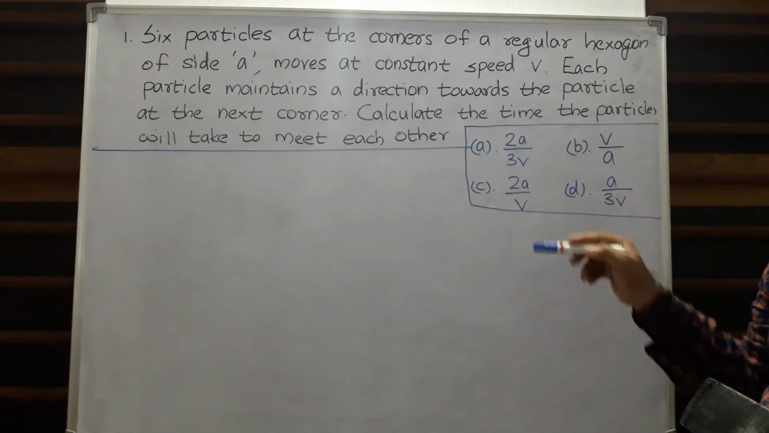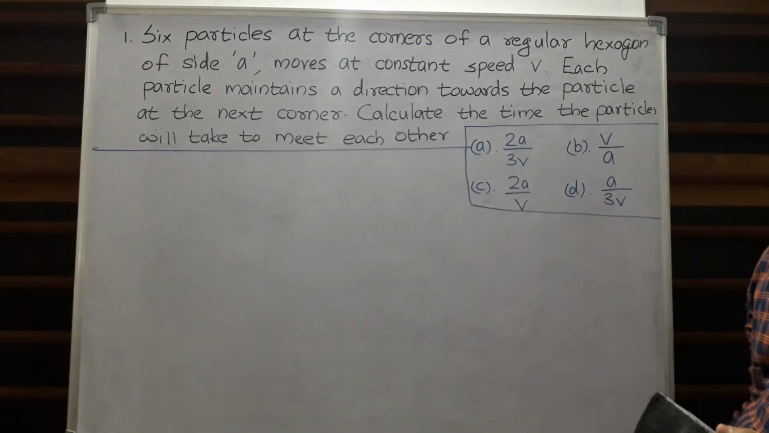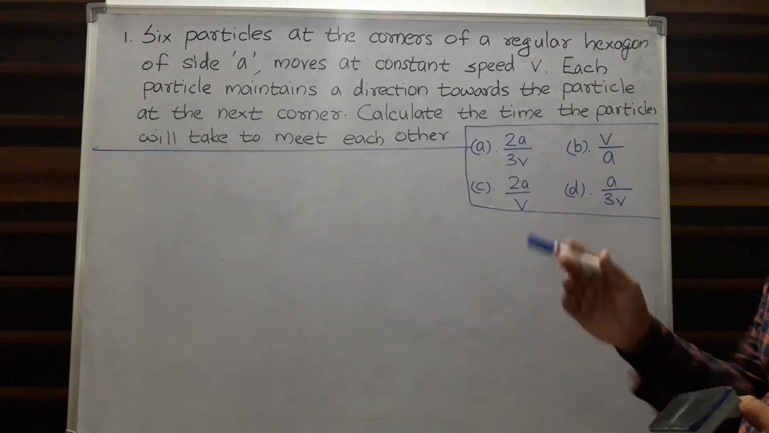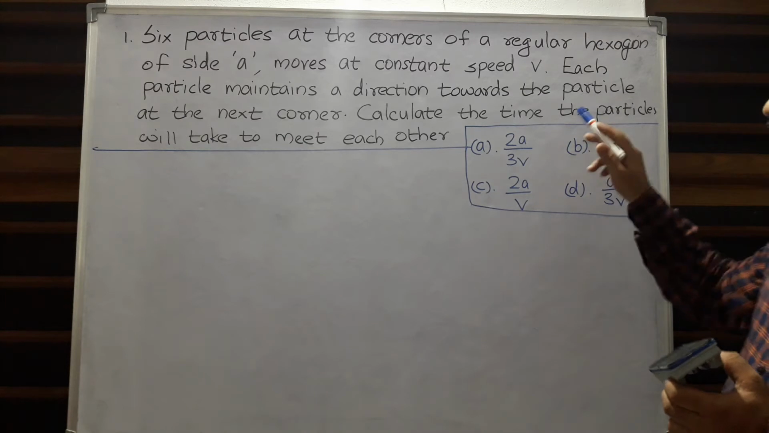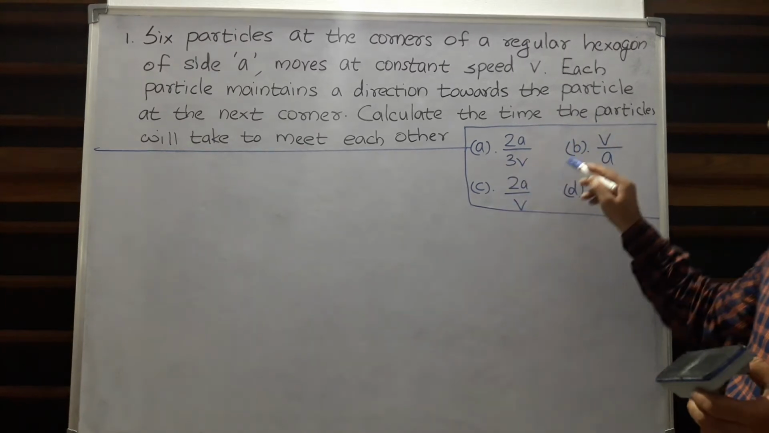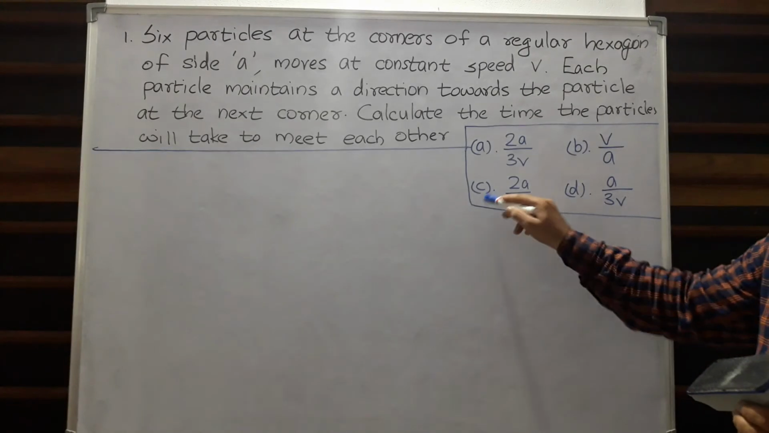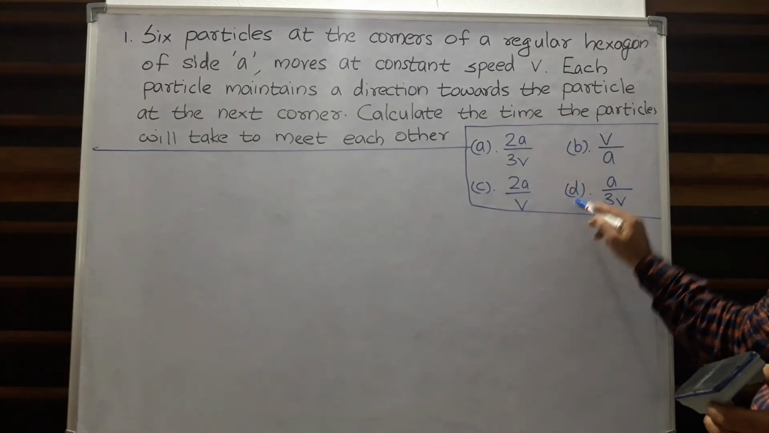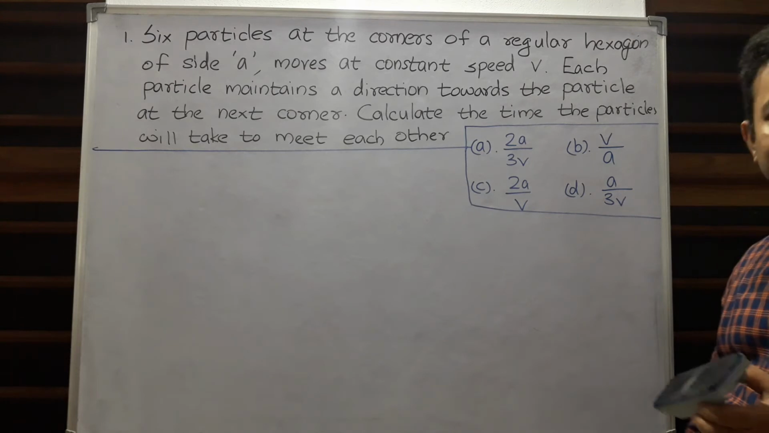It's a regular hexagon problem. It looks to be a two-dimensional problem, but we will see that this is an example of a one-dimensional problem. The options given are: A, 2a by 3v; B, v by a; C, 2a by v; and D, a by 3v.